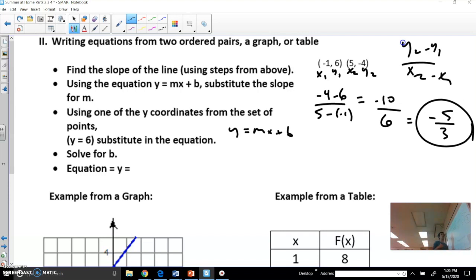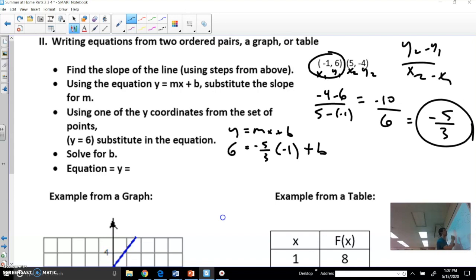Now we could think about our equation of a line, y equals mx plus b, and we have some information here that we could use. We know the slope now is -5/3, but we just don't know what the y-intercept would be. But we do have a list of points that we could use. We could use -1, 6, or we could use 5, -4 as the x and y values in the problem. I'm going to use this first point, -1, 6. So I'm going to replace x with -1, replace y with 6.